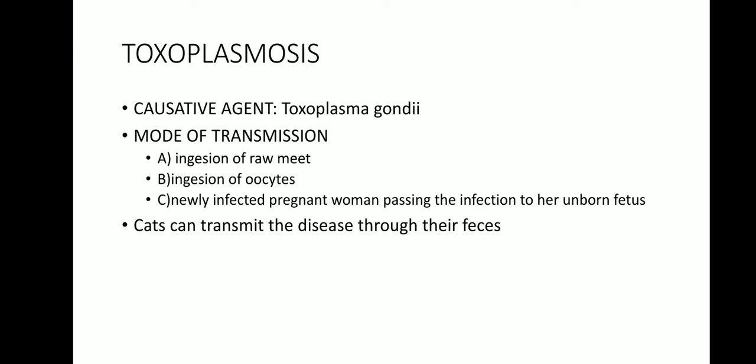A person gets this condition by being exposed to cat feces, oocysts, etc. Vertical transmission also occurs, that is, a newly infected pregnant woman passing the infection to her unborn fetus. It is called congenital toxoplasmosis. What is acquired toxoplasmosis? That is toxoplasmosis acquired during a lifetime in adults. When a person eats undercooked meat, for instance, this would be acquired.